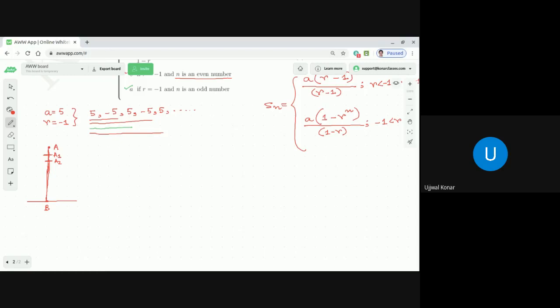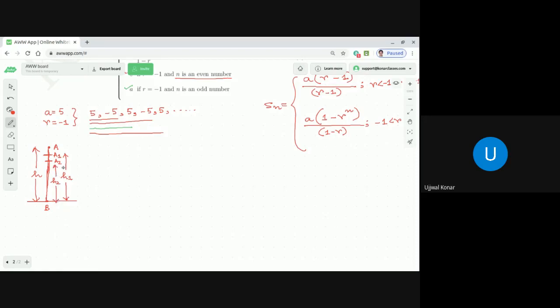Now if you see this, the height covered in each of these bounces belongs to a geometric progression. Suppose the initial height was h. Then the next height is h1, that is BA1. So h1 by h is equal to h2 by h1, where h2 is at BA2.